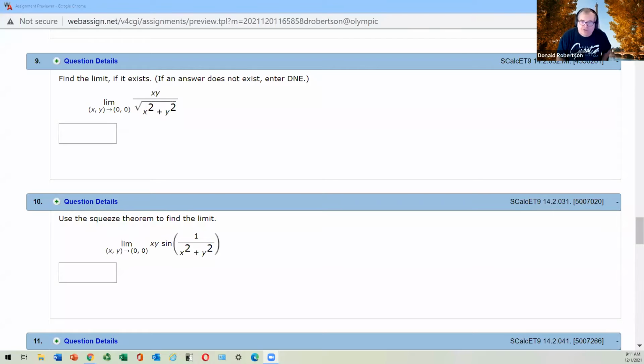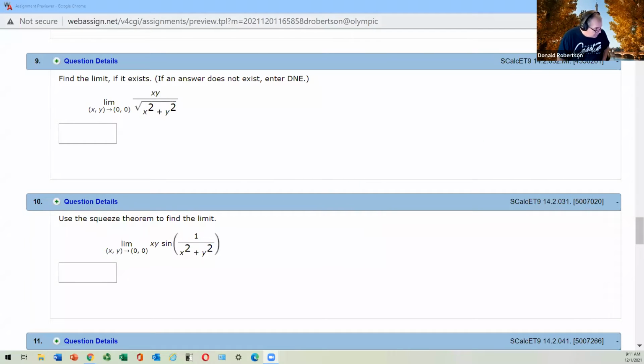Right, now let's look at when a multivariate function is continuous. Okay, make it a little bit bigger, hopefully.